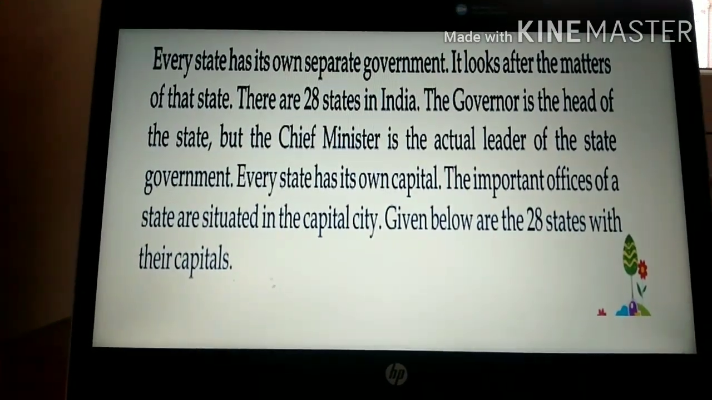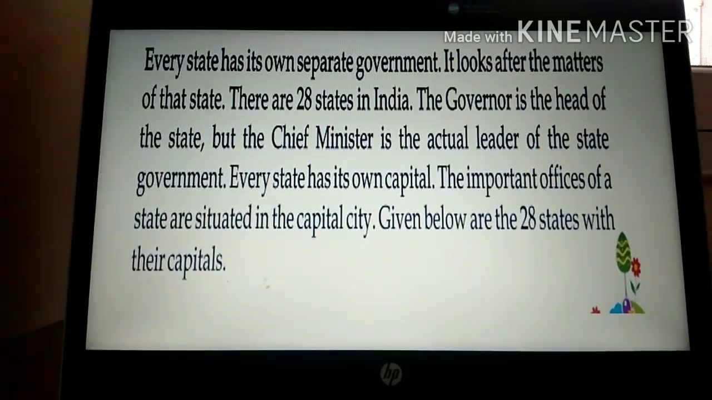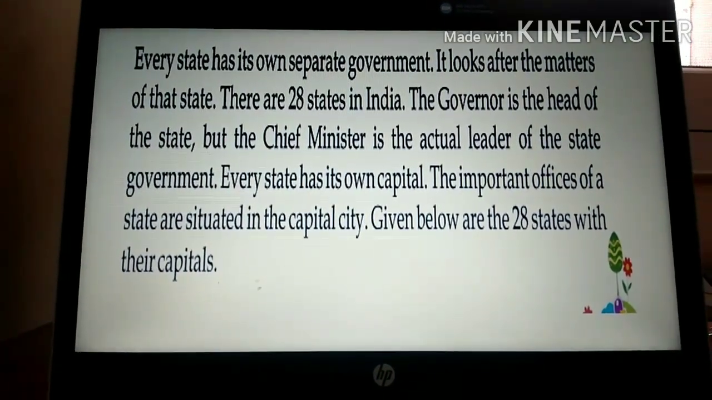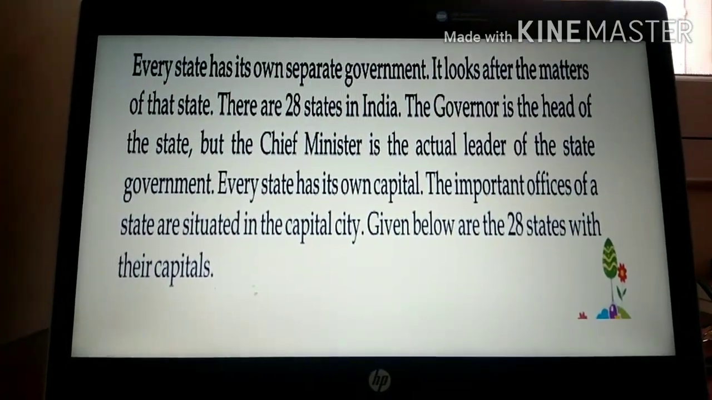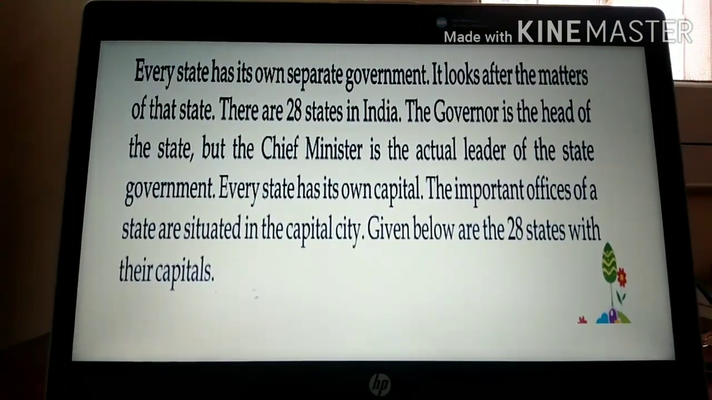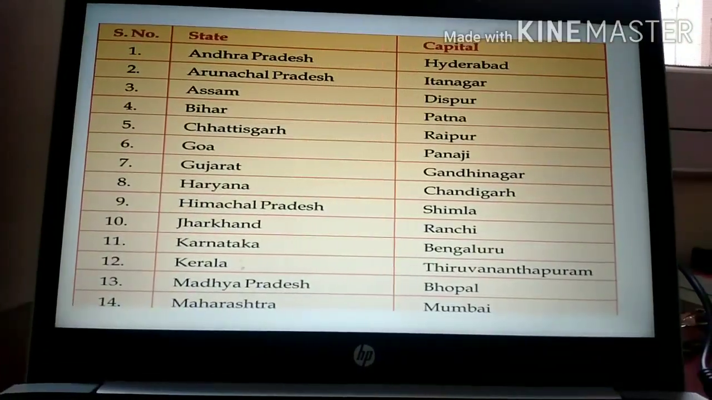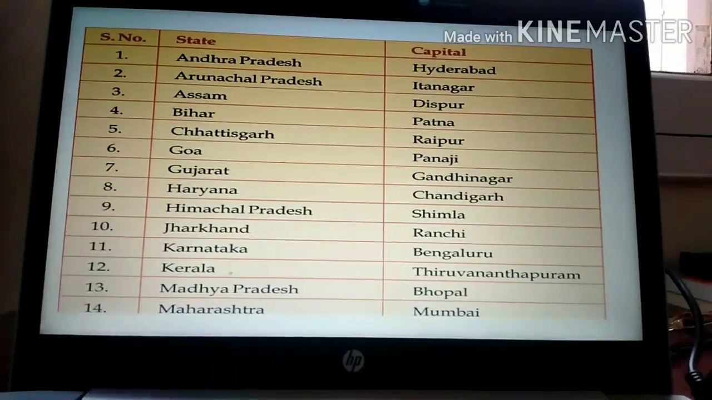Every state has its own capital. Can you name the capital of Uttar Pradesh? Yes, Lucknow is the capital of Uttar Pradesh. The important offices of a state are situated in the capital city. Given below are the 28 states with their capitals. Let's have a look at the different states, 28 states of India.